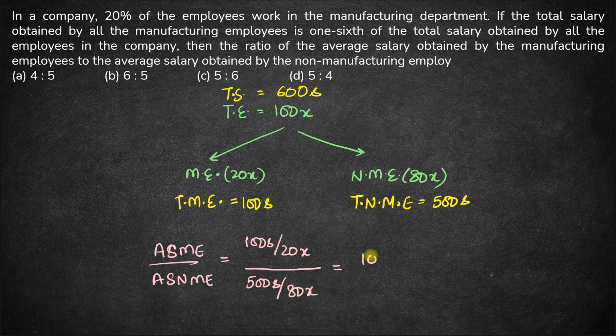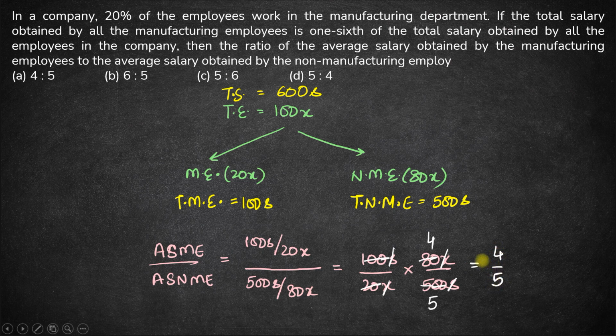So let's simplify this. The first ratio here is 100s upon 20x, and since this is in the denominator, its reciprocal will get multiplied, so into 80x by 500s, right? So s gets cancelled out, x cancels out, 100 cancels out by 500 5 times here. Okay, 80 cancels out by 20 4 times here. So the ratio comes out to be 4:5. So the ratio of average salary of manufacturing employees and non-manufacturing employees is 4:5, which is option A.